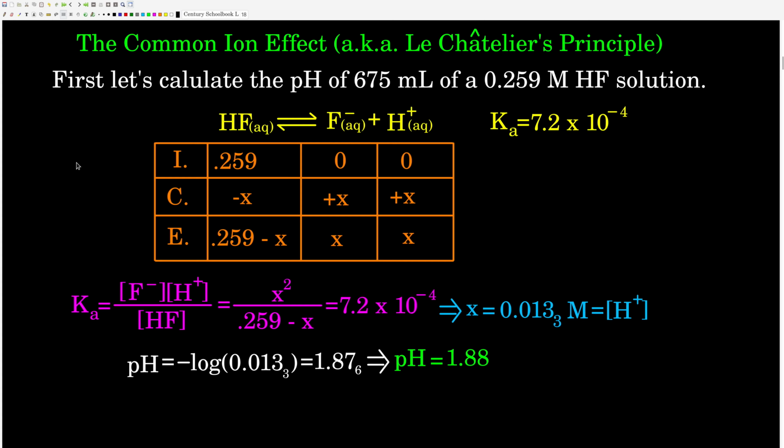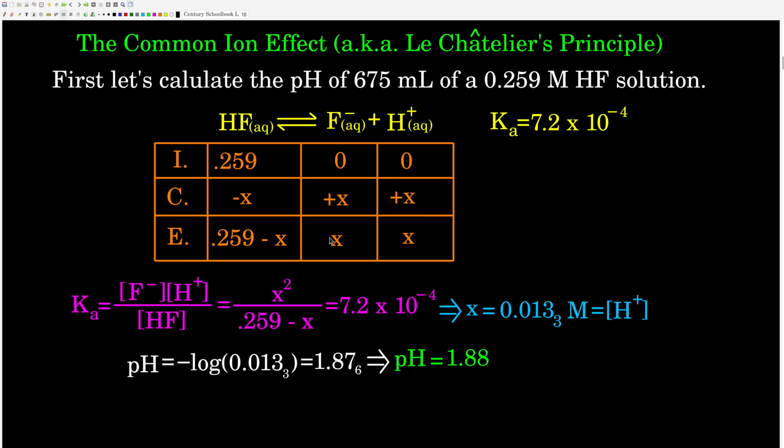So we're going to look at a solution of a weak acid, hydrofluoric acid, 675 mL of a 0.25 molar hydrofluoric acid solution. And we're going to find the pH. Okay, so this is the equilibrium. This is our ICE table. The Ka for hydrofluoric acid is given, 7.2 times 10 to the minus fourth.